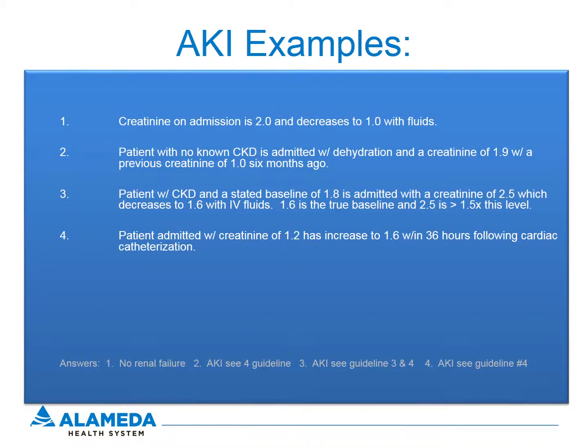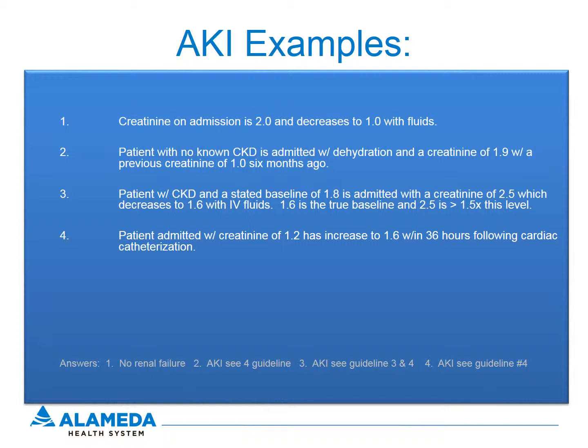Okay, so let's go through some AKI examples and see if you can answer why the patient has a certain diagnosis. A patient has a creatinine on admission that is 2.0, and you give them IV fluids and it decreases to 1.0. Do you think that patient has CKD or AKI or ATN? The answer is the patient was probably dehydrated, which was corrected with fluids, so there is no type of renal failure here.